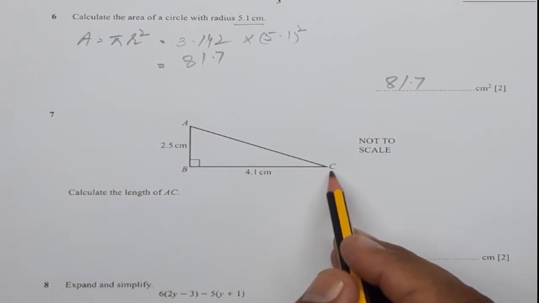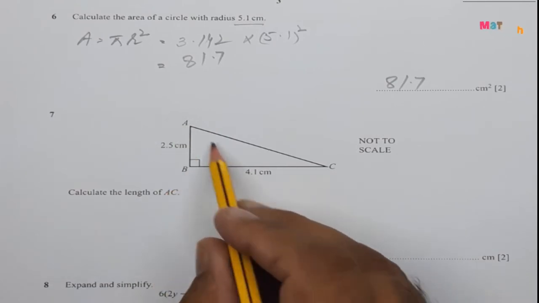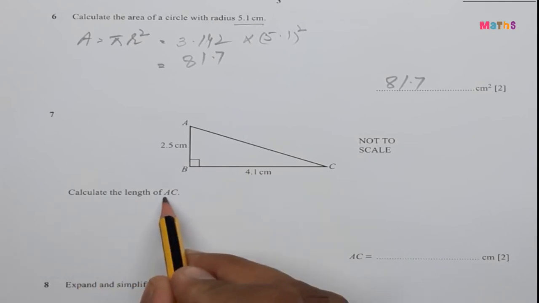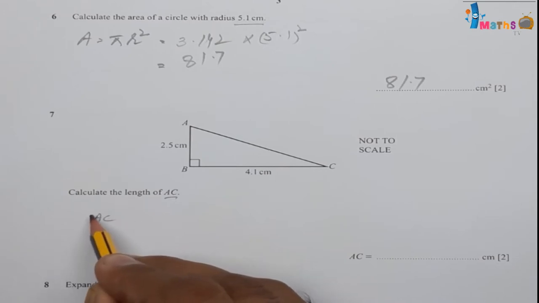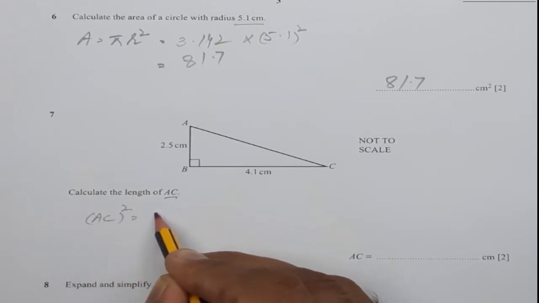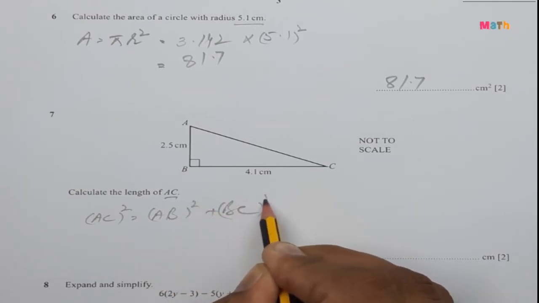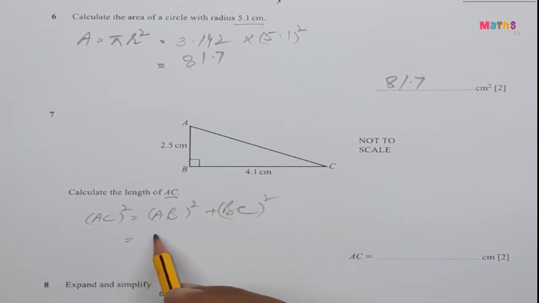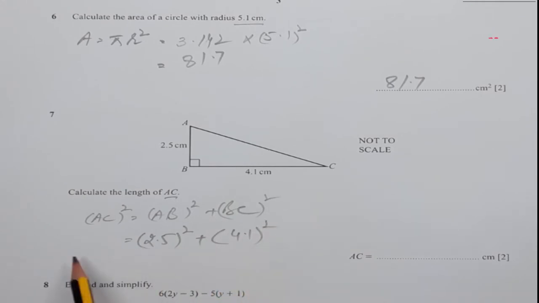Question number 7. Triangle ABC is given. Base and perpendicular are given. Hypotenuse we have to find. Calculate AC, and by Pythagoras theorem we know AC squared is equal to AB squared plus BC squared. So we can write AB squared meaning 2.5 squared plus 4.1 squared, and if we want AC directly we have to take the root of this one.